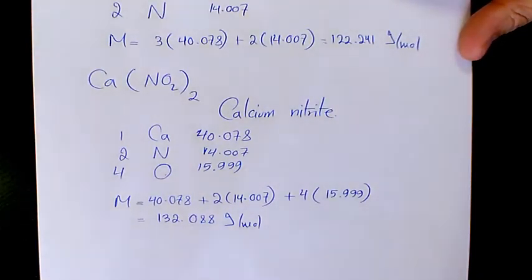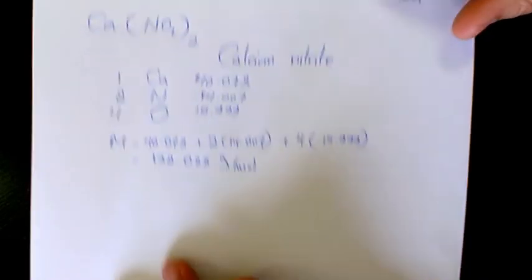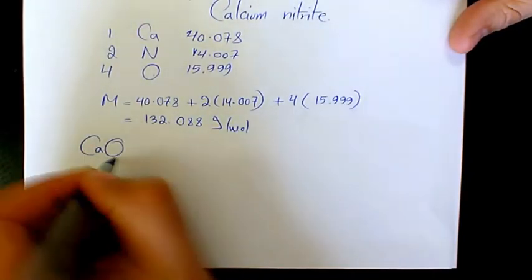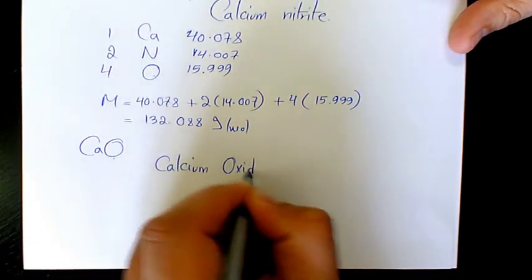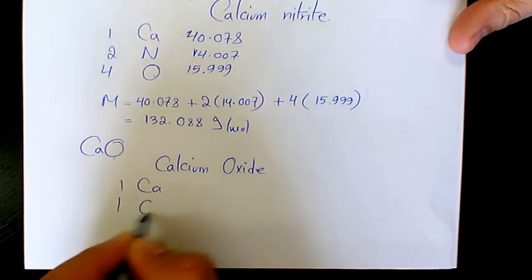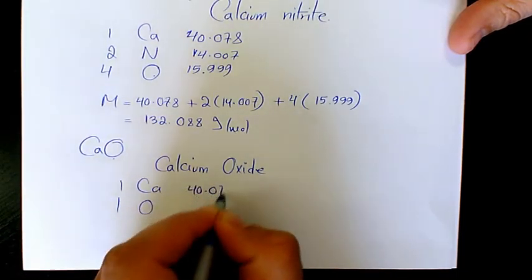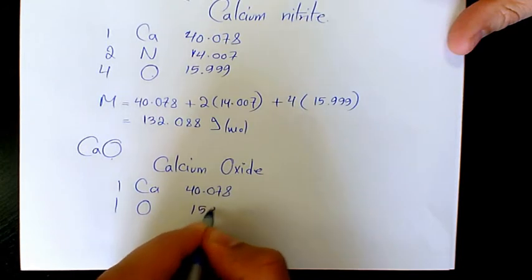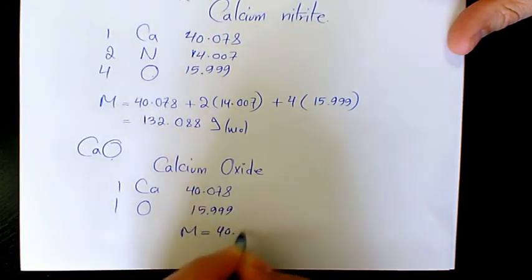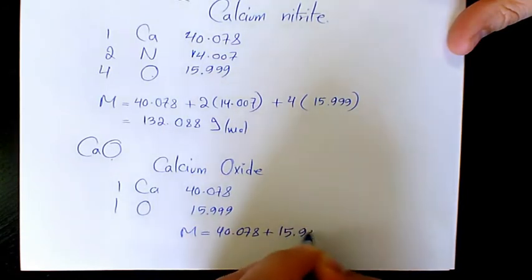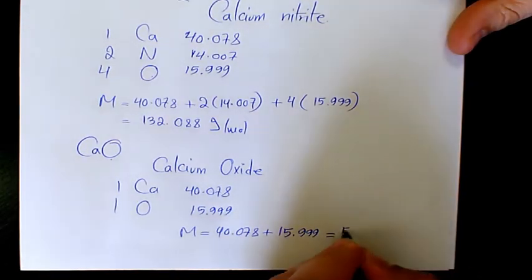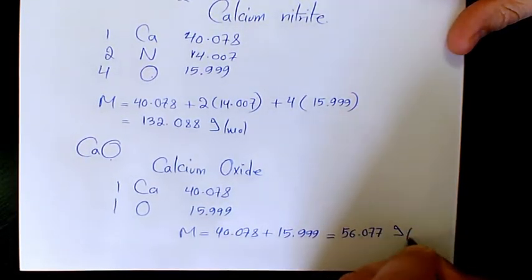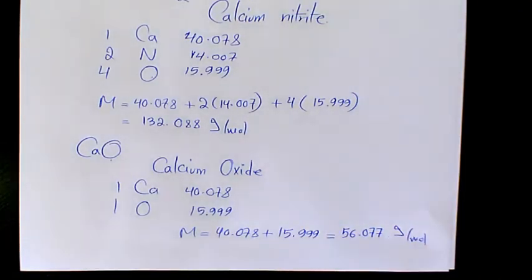Then the next one is going to be calcium oxide. 1 atom of calcium, 1 atom of oxygen. So we have 40.078 and 1 atom of oxygen, 15.999. So molar mass is going to be just the addition of these two, which is going to be the molar mass of calcium oxide.